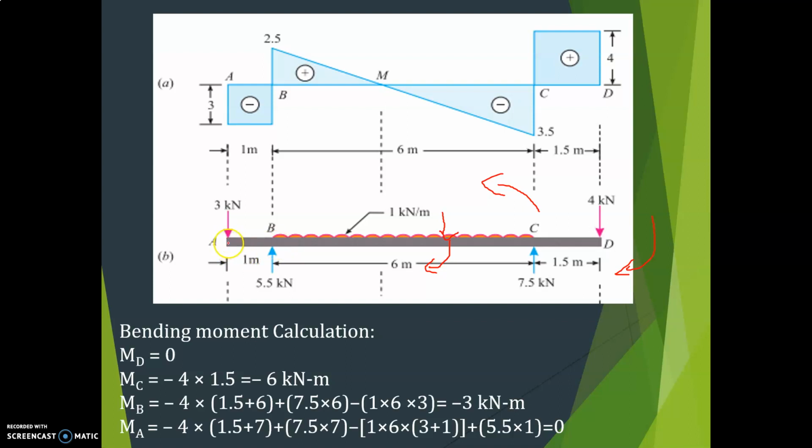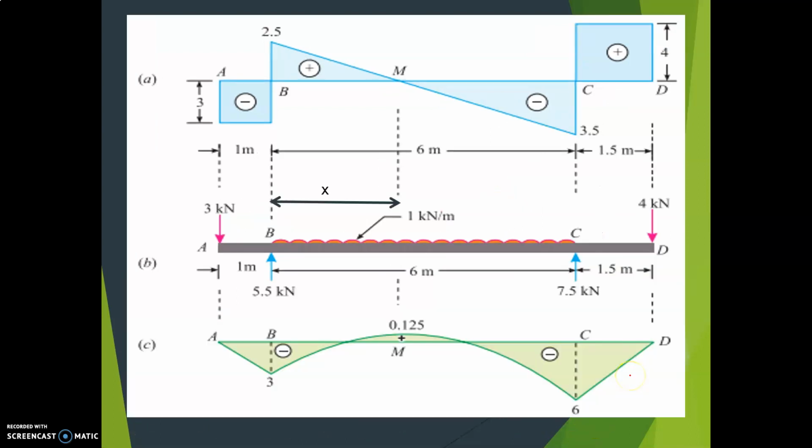Then at A, here you have to calculate. 4 into the full distance, that is 6 plus 1.5, 7.5, plus 1, 8.5. Then plus 7.5 into 7, this distance 6 plus 1, minus 1 into 6 into half of 6 is 3 plus 1, that is 4. Then plus 5.5 into 1, this is acting in this direction. So that is equal to, at A, just cross check, it is equal to 0. Yeah, it is equal to 0.